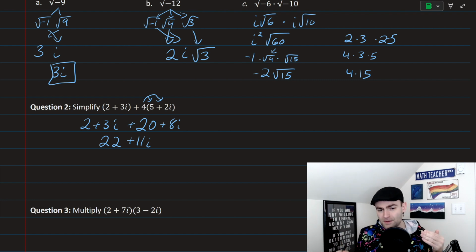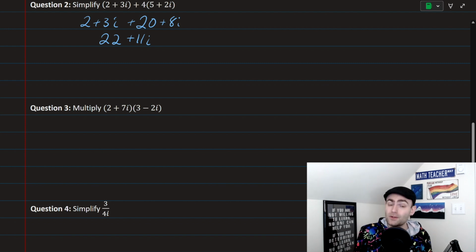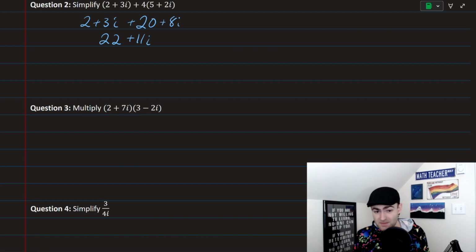Again, the real part and the imaginary part do not combine there. Multiplying is a slightly different story. You're allowed to multiply real times imaginary, imaginary times imaginary, real times real, so on and so forth.